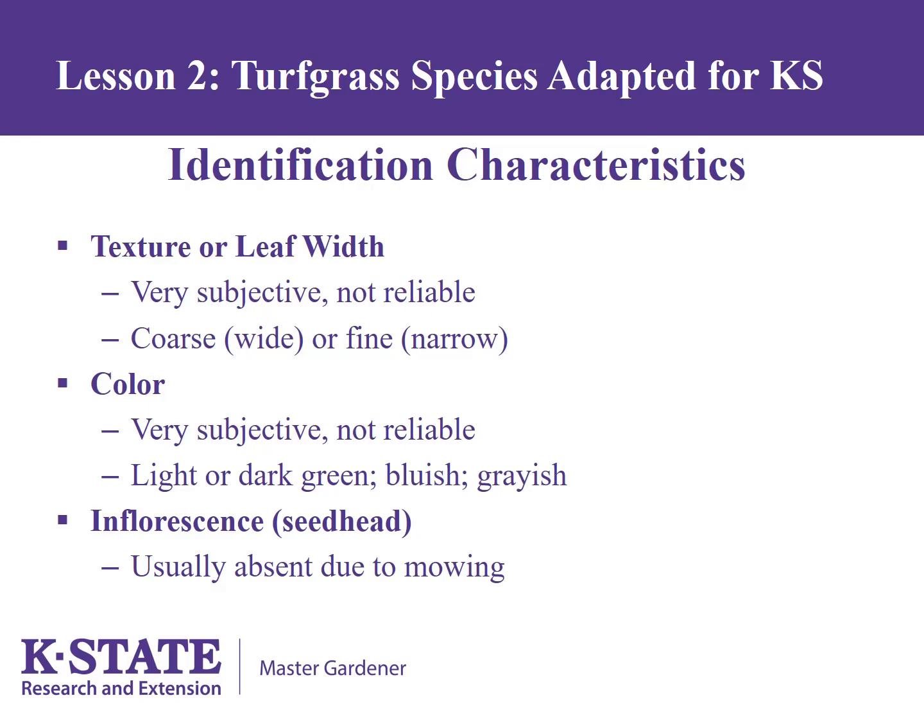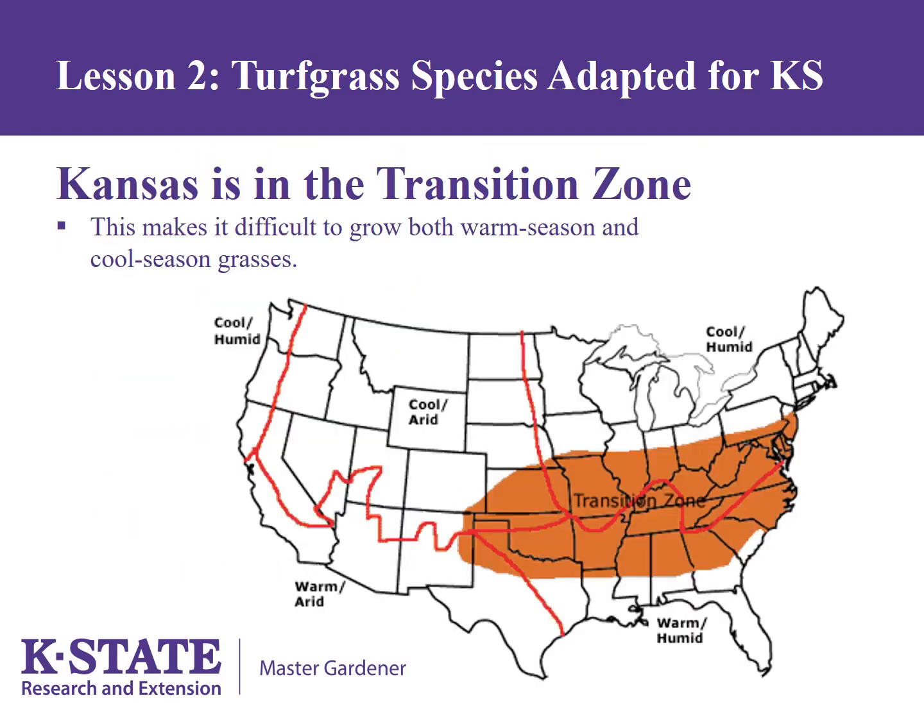So with that is the identification characteristics, and then from now we will move on to the different types of species. We'll talk about the good attributes, some negative attributes of each species, where one fits, where one doesn't fit. But before we get to that, I do like to note that Kansas is located in the transition zone. The transition zone is an area within the United States, as you can see here on this slide, where both cool and warm season grass species can be grown.